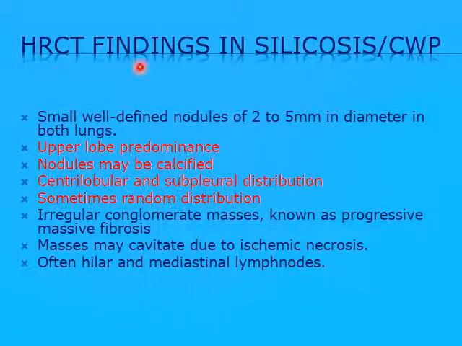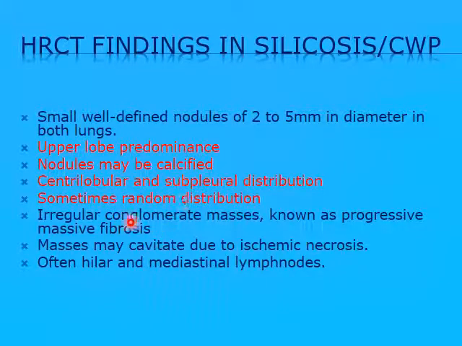What are the high-resolution findings in this disease? Small, well-defined nodules from 2 to 5 mm in diameter in both lungs. It loves the upper lobes. Nodules may be calcified. Centrilobular and subpleural in distribution. Sometimes they are random, so they may be centrilobular, random, or perilymphatic.